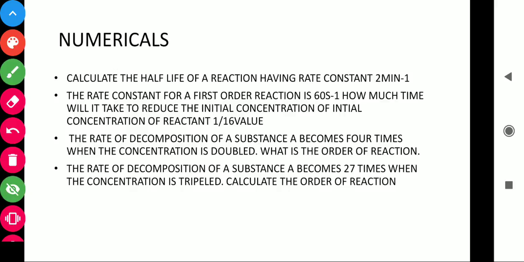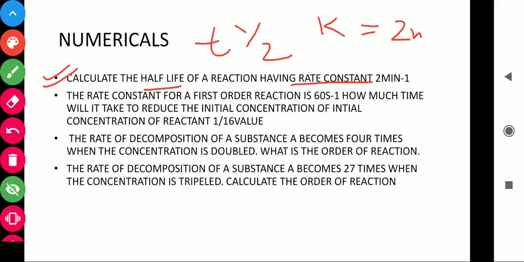Let's do some numericals. First one, calculate the half life. It means we need to calculate T half. The rate constant is K equal to 2 minute inverse. Students, with the help of its unit, you can conclude very easily that it is a first order reaction, because a rate constant having unit second inverse or minute inverse is of a first order reaction.